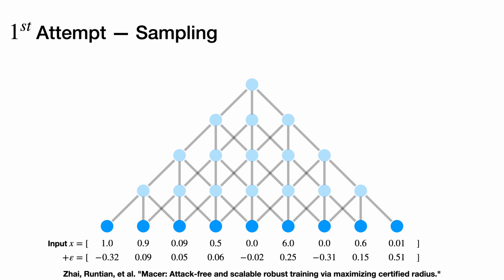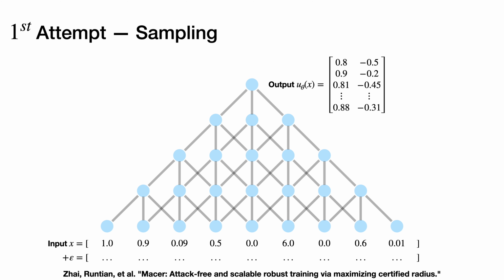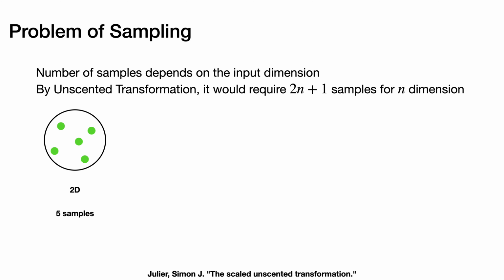Then we sample another epsilon and pass it through the network again to have another u theta of x. And we keep sampling. If we sample enough epsilons, we can have the region of where the output can be perturbed. Intuitively, if more than half of this region is classified correct, the smoothed network will be robust. This sounds plausible if we can sample enough samples.